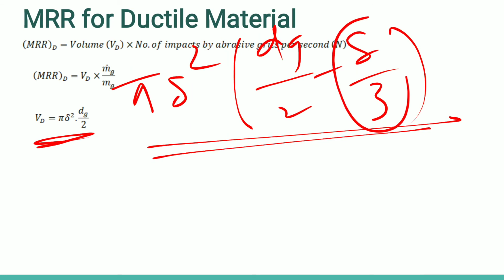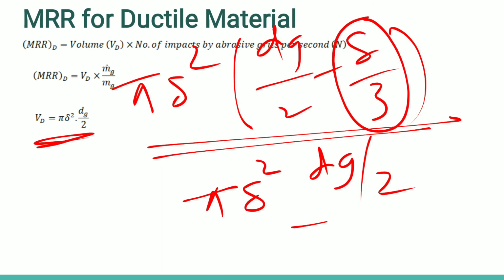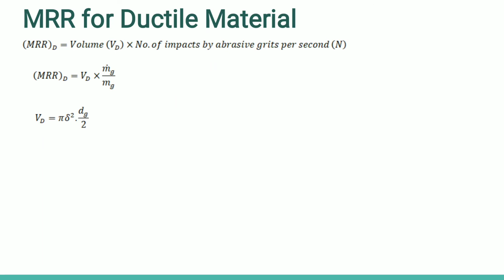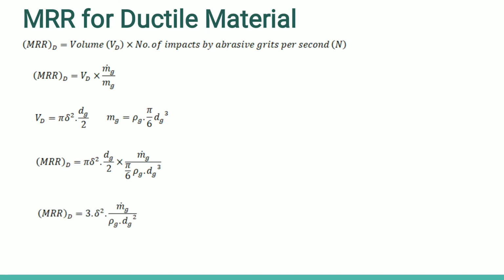But the value of delta by 3 is very small in comparison with dg by 2, so the value that we are taking is pi into delta square into dg by 2. The value of mg is the same. When you put these values into this equation, it will give you this formula. When you manipulate it, it will be 3 into delta square into m dot g upon rho g into dg square. Now again, if the value of delta and the other values are given to you, then you can directly use this formula.